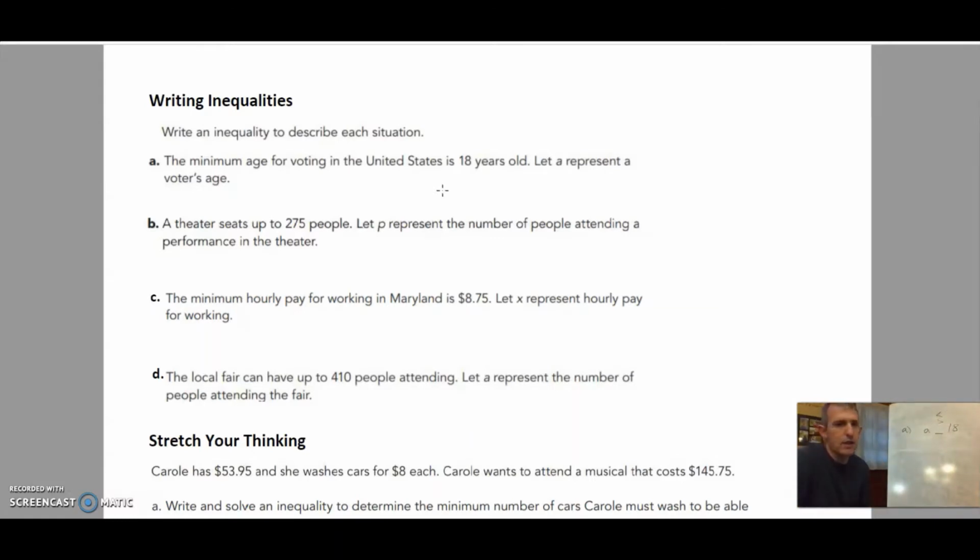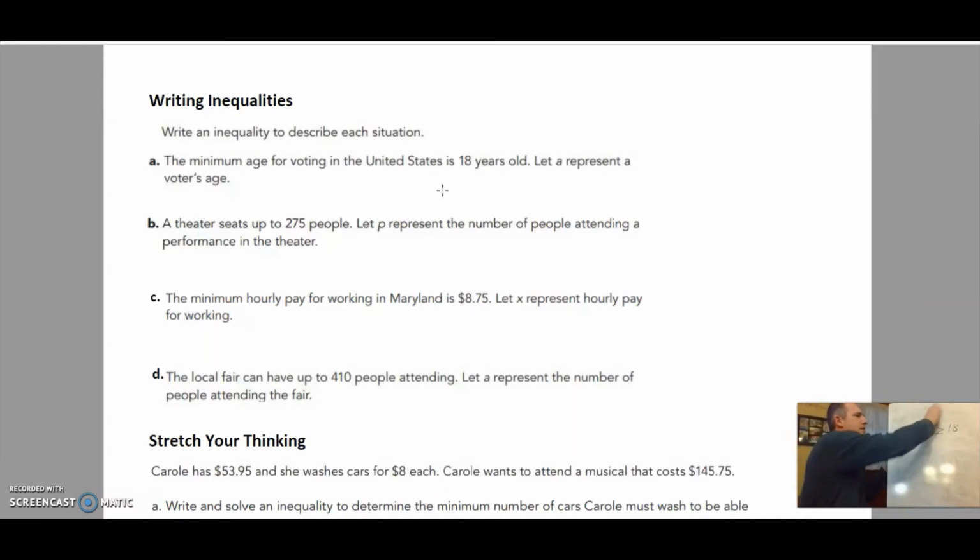So, what about 20? If I'm 20, am I old enough to vote? Yeah, of course I am. So if I'm 20, am I more or less than 18? Yeah, I am more. So in other words, I want A to be more than or equal to 18.